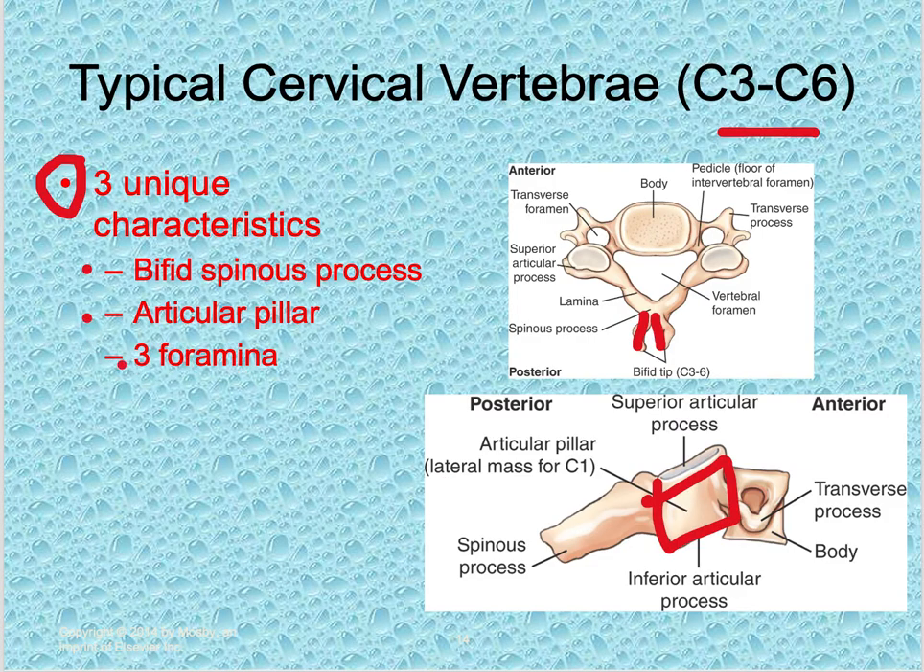And then the last one is 3 foramina. So the 3 foramina that we're talking about in the C-spine is we have 2 transverse foramen, and then the typical vertebral foramen that all of our vertebrae have. So cervical is different because they have the 3. They have the transverse foramen. That transverse foramen is used for veins and arteries to run up through the neck to support them and allow blood flow to the brain.